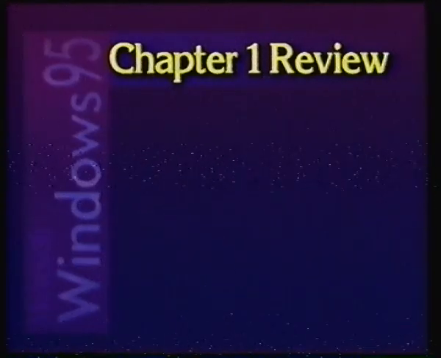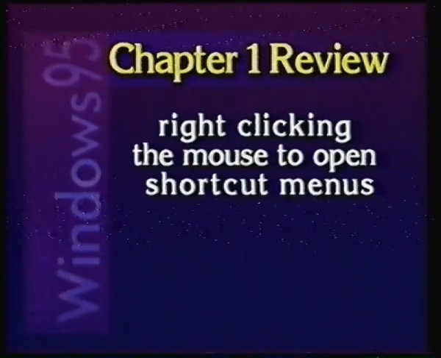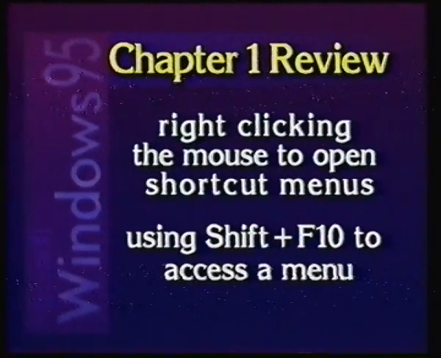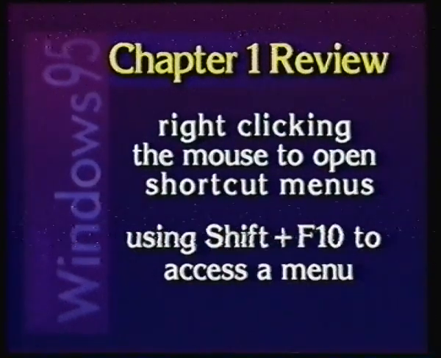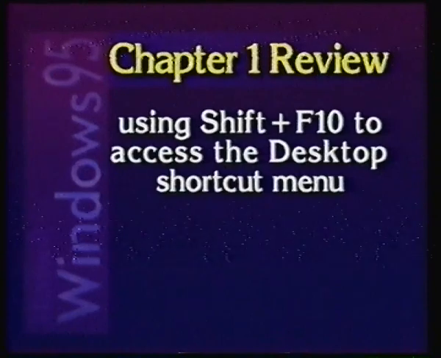Let's review what we've covered in this chapter. We demonstrated right-clicking the mouse with an item highlighted to open shortcut menus. Next, we use Shift plus F10 to access the same menu from the keyboard. We also used Shift plus F10 with nothing selected or highlighted, accessing the shortcut menu for the desktop.